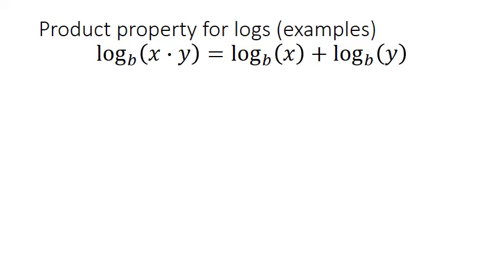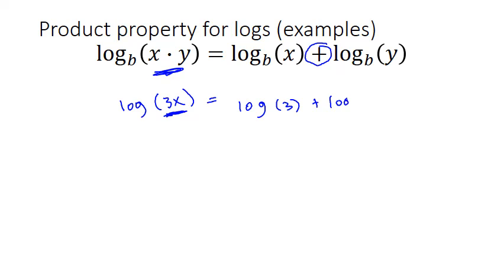How can we use this property? Suppose that we were asked to expand log of 3x. This is going to be the same as, remember that we're multiplying here. So whenever we're multiplying our argument, we should be able to separate it as the sum of two logs. So we should be able to separate it as log of 3 plus log of x.